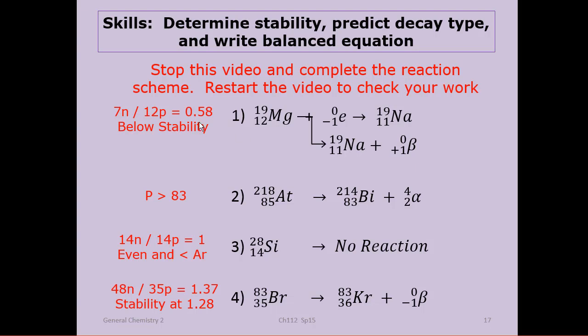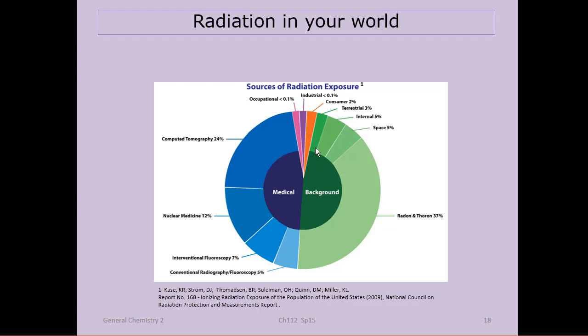In the first one, when you do this, it's below the line of stability, below the 1 line, so you know it's going to be either electron capture or positron emission. The second one, you're above 83, so you know it's alpha decay. In the third one, because it's 1 to 1 and it is below 20, you know it's no reaction. Here you basically do a division. You see it's 1.37. It's fairly early, so it's above the stability line, so that must undergo beta decay. And basically, this is a chart that shows you that you're exposed to a lot of radioactivity.